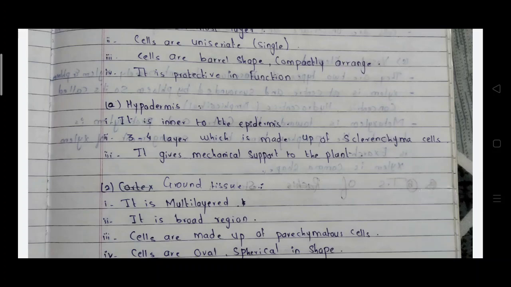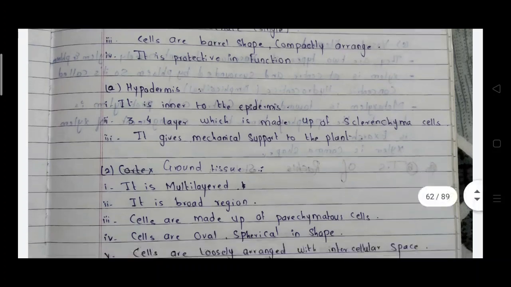The hypodermis region is inner to the epidermis. epidermis के inner sides में hypodermis layer present होता है. It is 3 to 4 layered and made up of sclerenchyma cells. So they help in mechanical support to the plant. So this is the second layer, that is hypodermis. It is inner to the epidermis, made of 3 to 4 layers of sclerenchymatous cells. The sclerenchymatous cells are part of the mechanical support system.